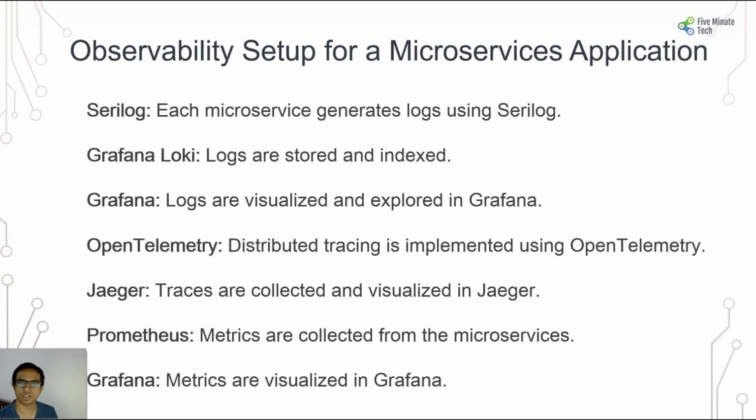We will be having Serilog and we will have Grafana Loki for the logs, and Grafana will be used for observing the logs visualization and exploring that. And we have OTel or OpenTelemetry for tracing, and Jaeger will be the place where we'll be seeing the trace, how it is coming. Prometheus will be for metrics generation, and we'll be seeing again the metrics in detail on Grafana. So let's get started.